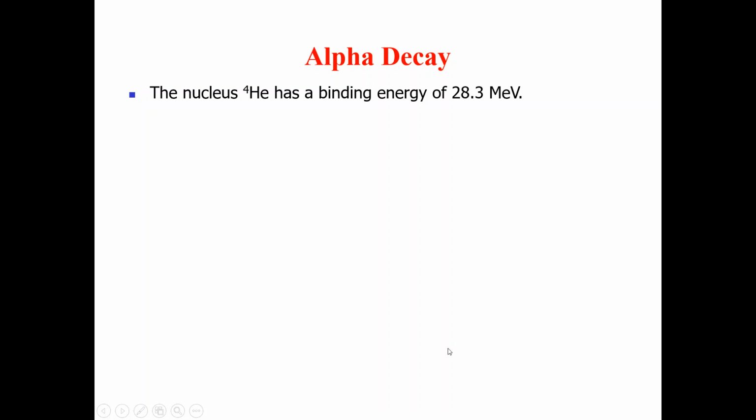So let's do that for the alpha particles. Just like we mentioned, an alpha particle is basically a helium nucleus. So the nucleus has a binding energy of 28.3 mega electron volt. We can do the calculations very simply, and it's a well-known fact that the alpha particle has a binding energy of 28.3 mega electron volt.